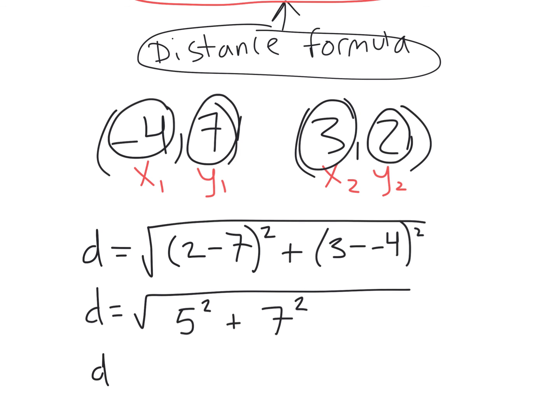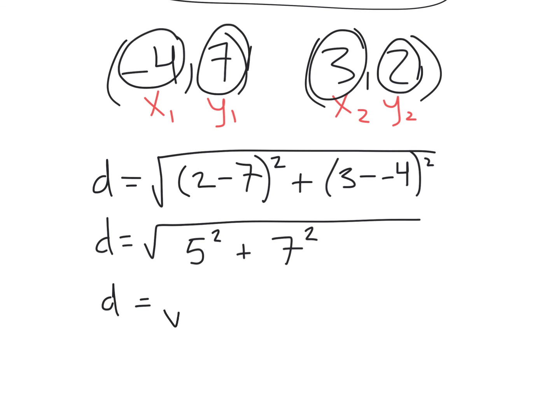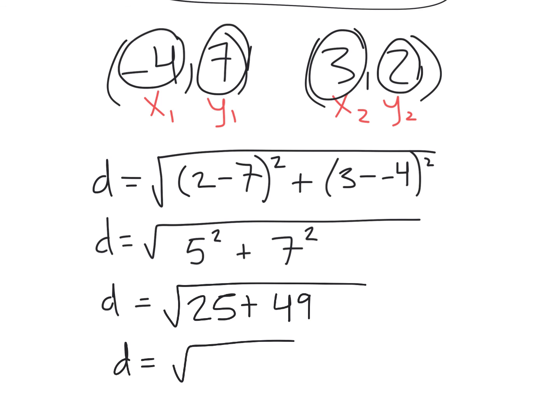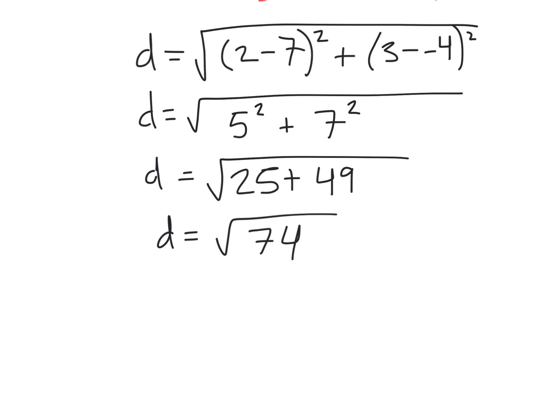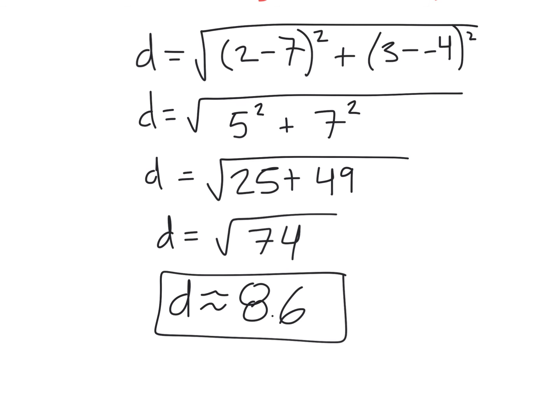Now I can go d is equal to the square root of 25 plus 49, because 5 squared is 25, 7 squared is 49. And now I'm going to add together 25 and 49, and I get d is equal to the square root of 74. Now the square root of 74, I'm going to hit that into a calculator, and I get that d is about equal to 8.6. And that's how you use the distance formula with coordinates.